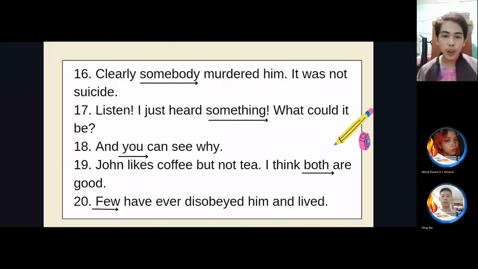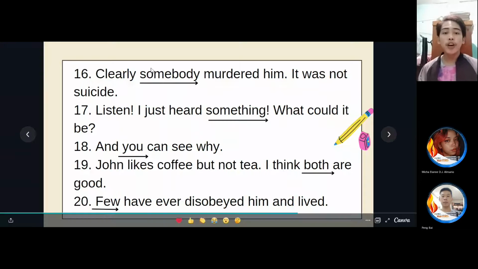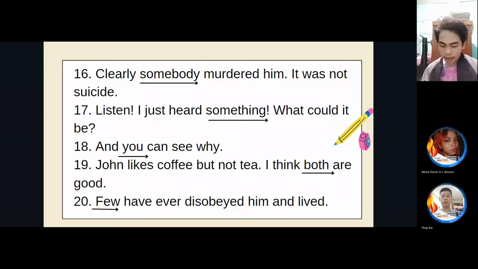Number 18, and you can see why. You is referring to an unidentified person, but we can use you in an informal way or in casual conversation, just like our example: and you can see why, right? Number 19, both. John likes coffee but not tea. I think both are good. So both means two people or things seen together. And number 20, few have ever disobeyed him and lived. Few is meant to say a small number of people or things. Next slide.